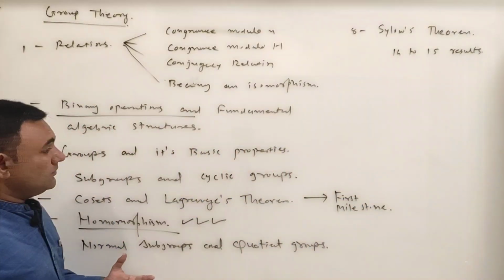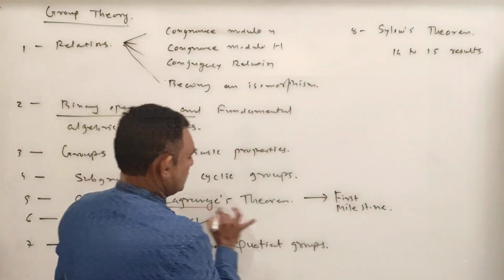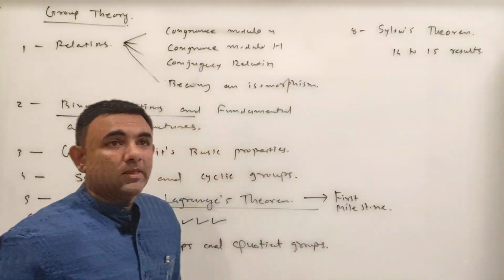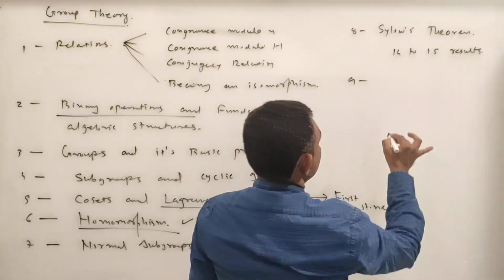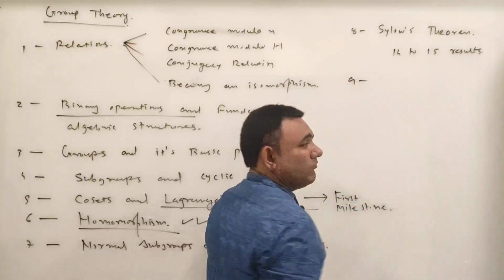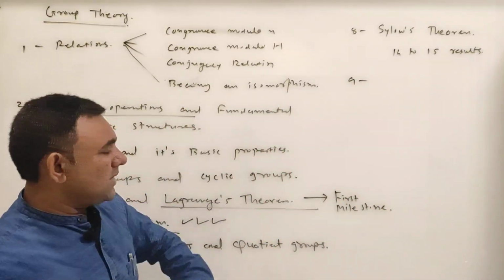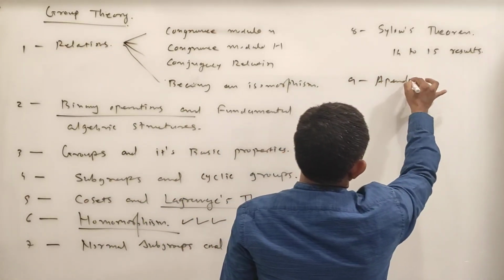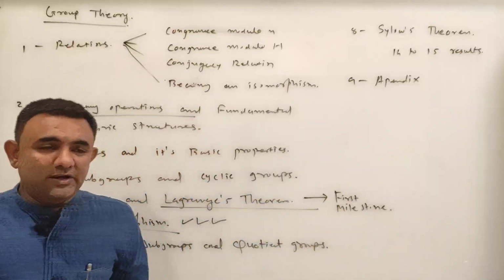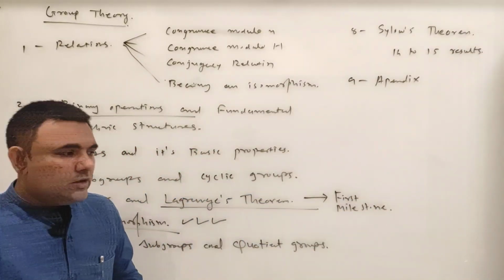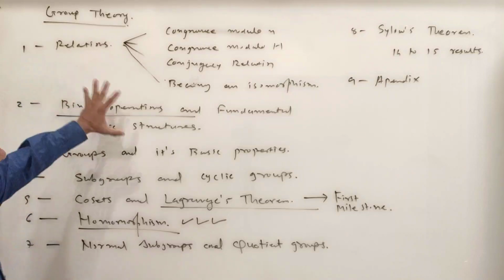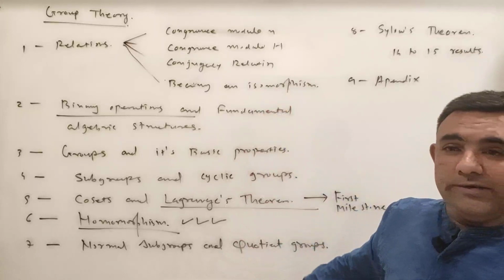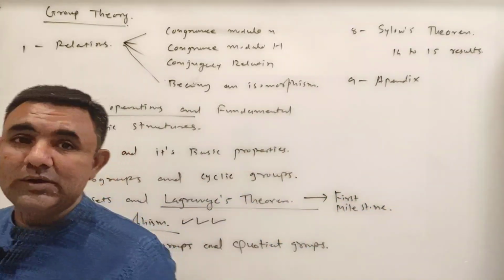So our first aim is Lagrange's theorem and then Sylow's theorem. And in the 9th chapter we will discuss whatever remains. Let me give the name of this chapter: appendix. So here we will discuss the remaining things about the group. So this will be our tentative roadmap of group theory for the NET syllabus.